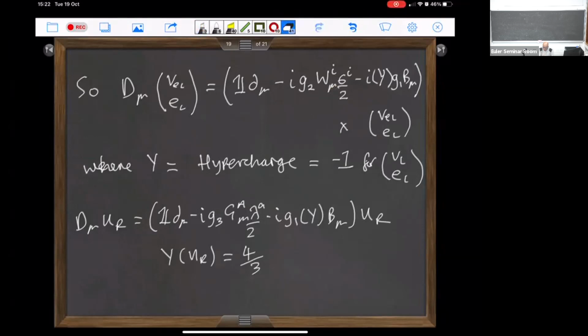In addition, because the lepton doublet has a non-zero hypercharge, it also interacts with the hypercharge gauge boson B mu. And we put a coefficient there in brackets, Y, which is the hypercharge of the corresponding field. As we've defined it, the hypercharge is -1 for this doublet.